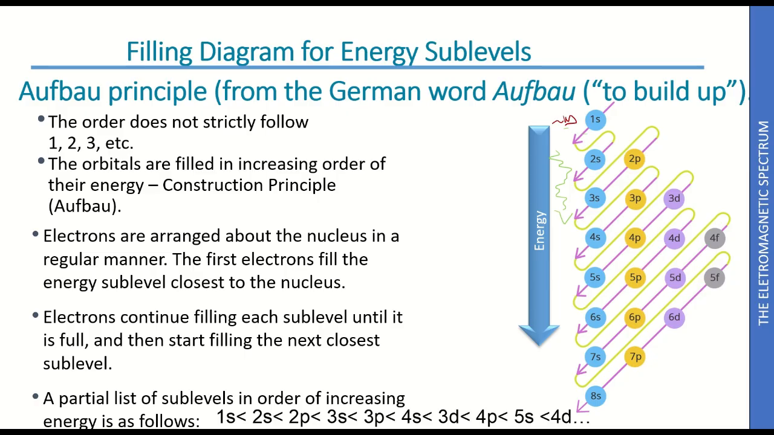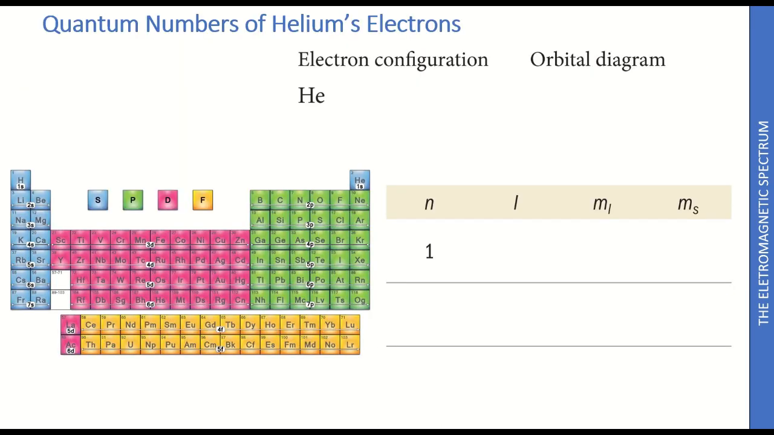So we can start with 1s, and then 2s, 2p, 3s, 3p. So increasing energy. This is important. See here that we have more energy levels. Okay. So let's go to helium.